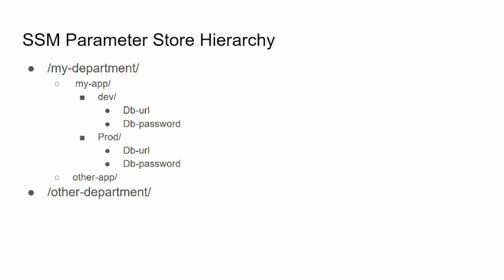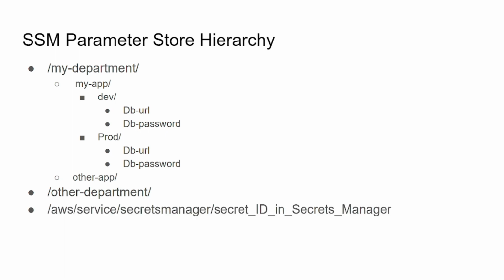You also have the opportunity to access secrets of Secrets Manager through the parameter store by using this reference right here. So it's a little trick that not many people know. And there is something called public parameters that are issued by AWS that you can use. For example, if you want to find the latest AMI for Amazon Linux 2 in your specific region, this is something that is available within the parameter store as an API call.